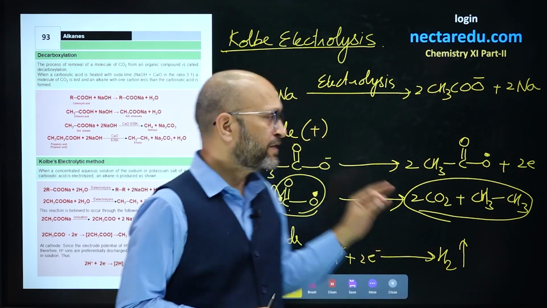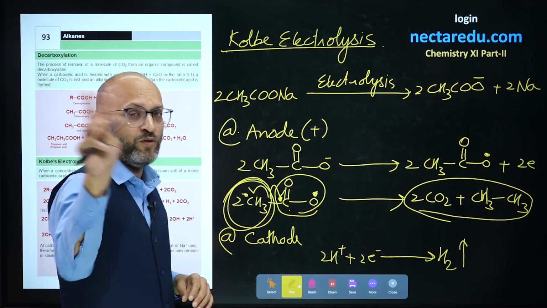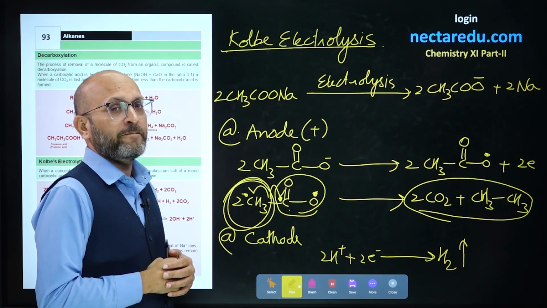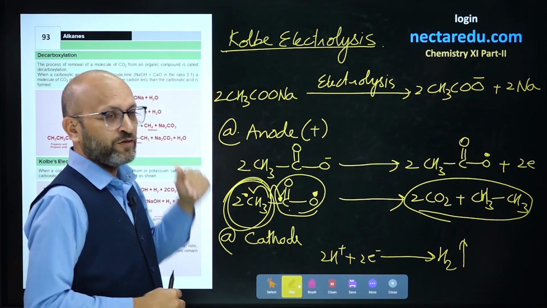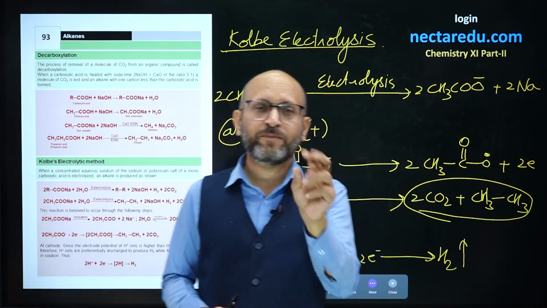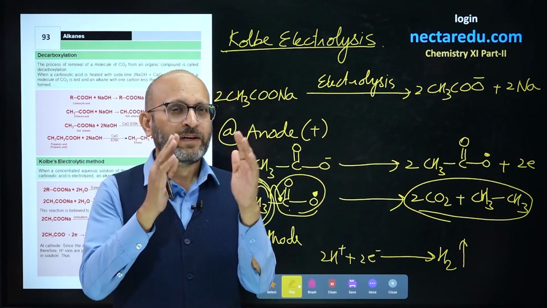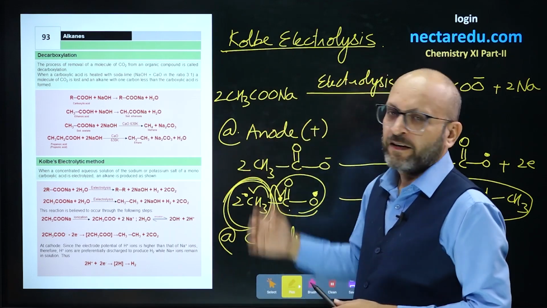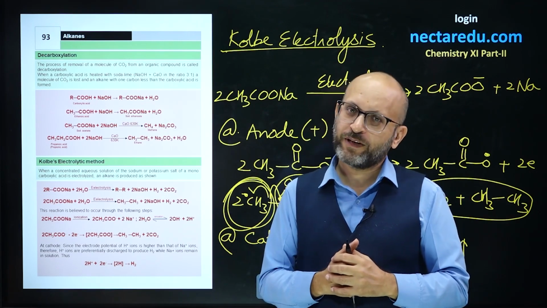Can we prepare methane through this method? I think your answer will be no. We cannot prepare methane by Kolbe electrolysis because you have to take 2 moles. If you take 2 moles, then the number of carbons will be at least 2. So ethane is the alkane we can form through this method. Methane is very difficult to form through this method because in Kolbe electrolysis at least 2 moles have to be taken.